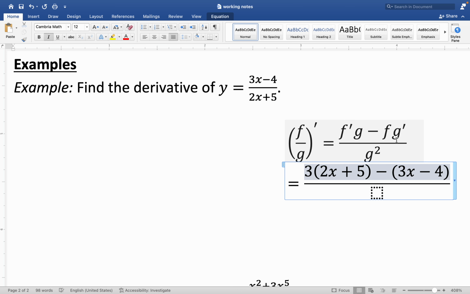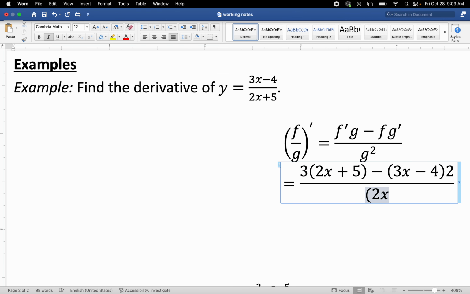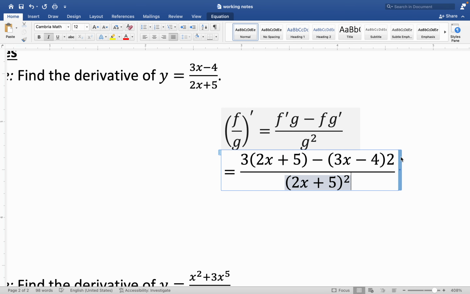Okay? Times g prime, what is that? That's the derivative of the bottom. And the derivative of the bottom is just 2. So I'll put a 2 there. All over g squared. What's g? That's just the bottom function squared, so it's 2x plus 5 squared. Again, notice it's not the derivative of g squared, it's just g squared. So that's the derivative. It just maybe needs to be simplified.